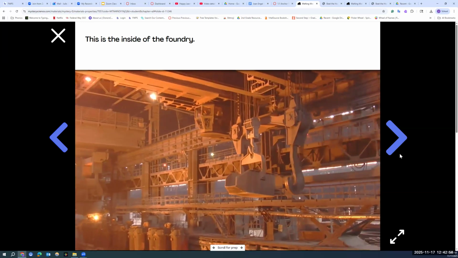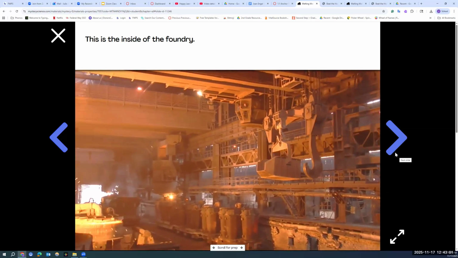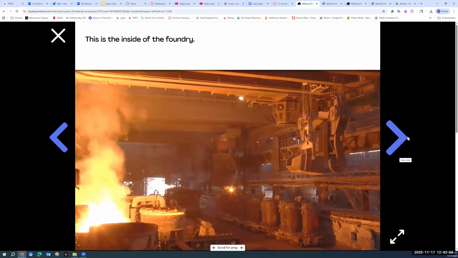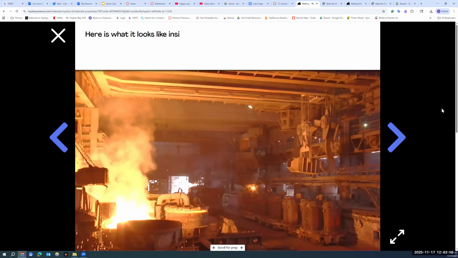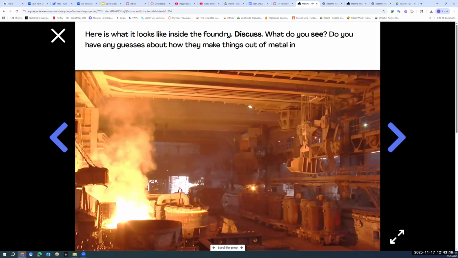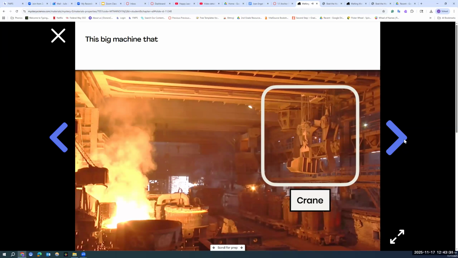This is the inside of the foundry. Here is what it looks like inside the foundry. Discuss. What do you see? Do you have any guesses about how they make things out of material in a foundry? This big machine that was moving is a crane. Let's go upstairs and get inside the crane.